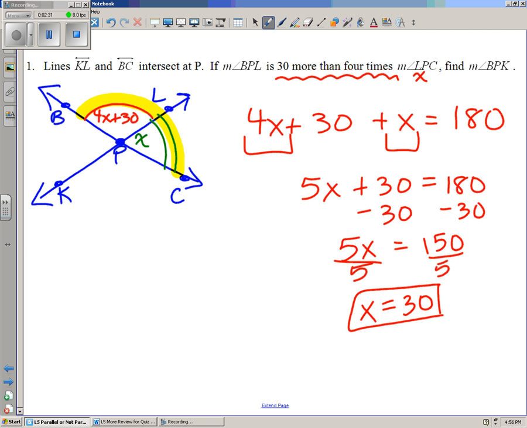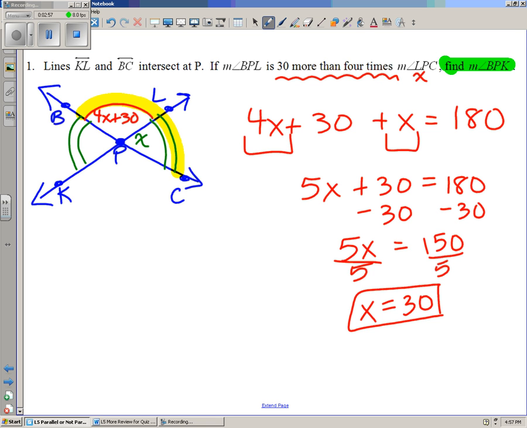However, we have to make sure that we answer the question. And if you have trouble with figuring out what the question is, always highlight or underline the word find. Okay? We want to find the measure of angle BPK. And if we notice, BPK is vertical with our green double swooshed angle. So I will put 2 swooshes there.